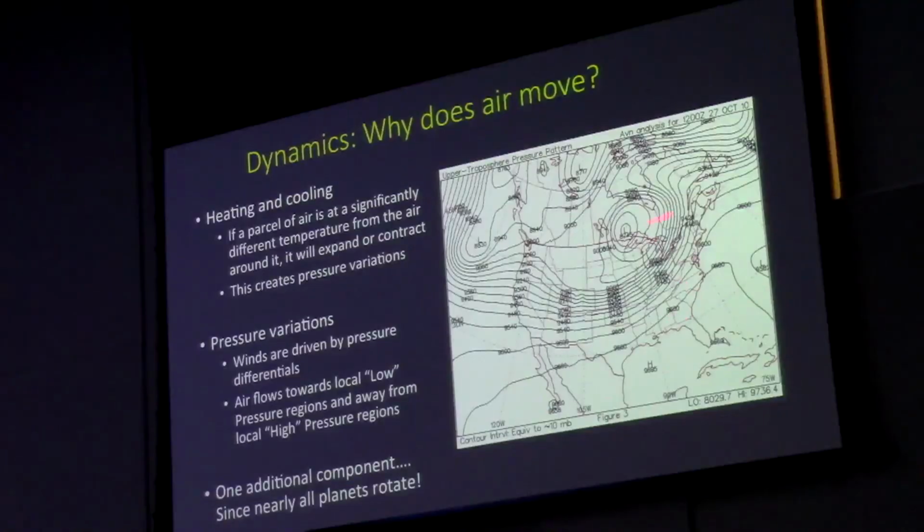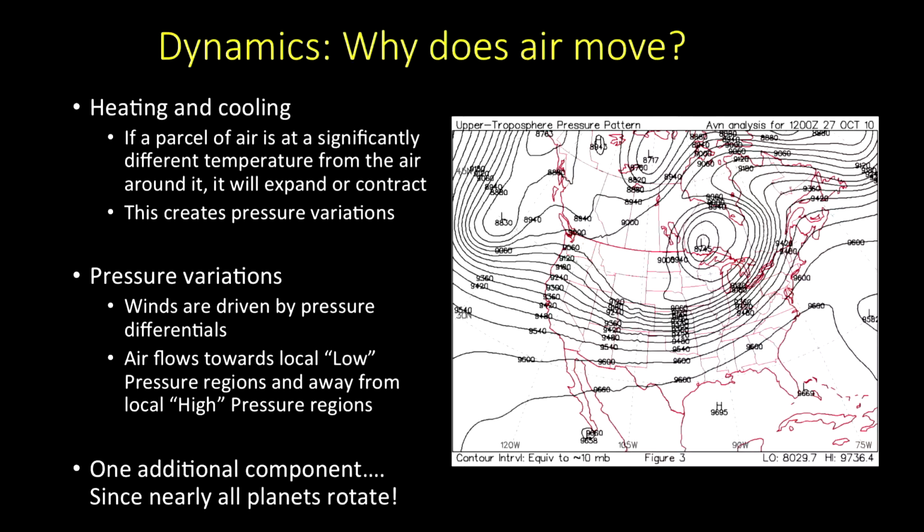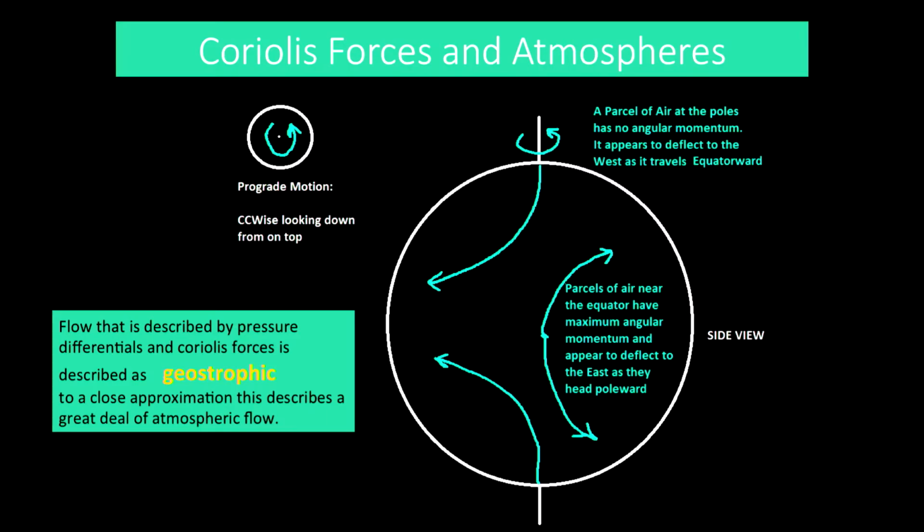But there's something else that happens on planets. Planets are rotating spheres, and so there's an additional force that comes into play and gives us all of these lovely circular features on a weather map like this. That additional thing is Coriolis force, and that's something that comes just from the fact that the planet is spinning.